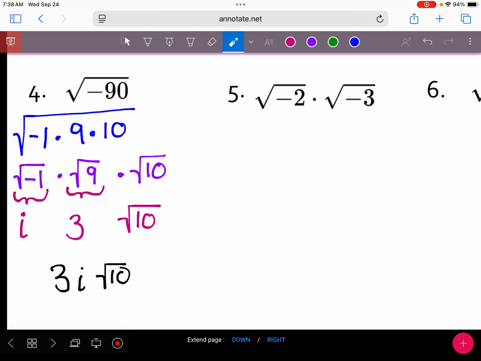Okay. Questions on that? Because then we're going to look at the second row, where we have these negative square roots, and then we're asked to multiply them. So we're going to do this, then multiply them, and then simplify again if we need to.